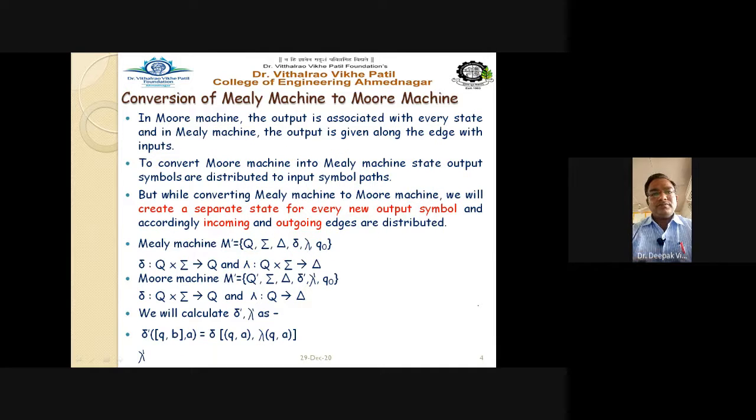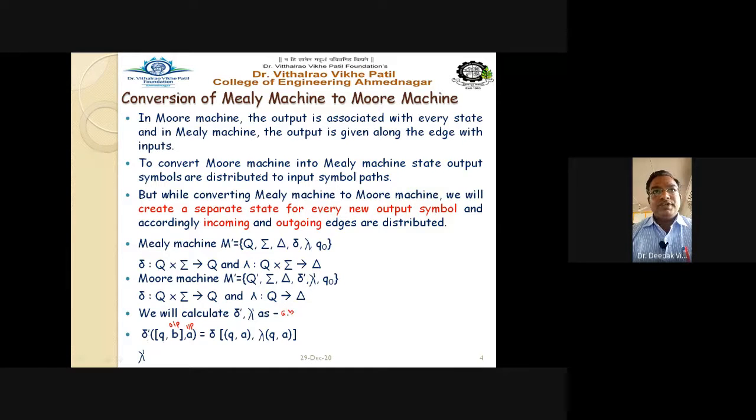See once again, delta dash q comma b comma a. This b is nothing but your output. This a is nothing but your input symbol. So how many output symbols are there? There may be output symbols like a and b. So listen carefully, you have to generate the new state for each and every output symbol.